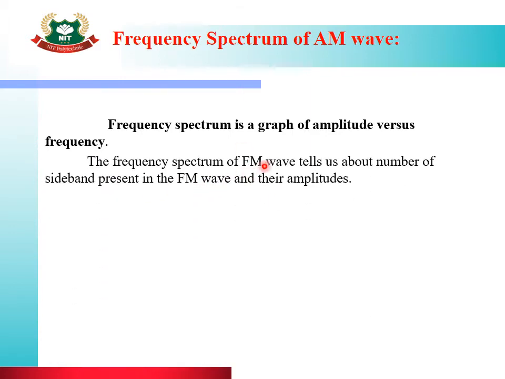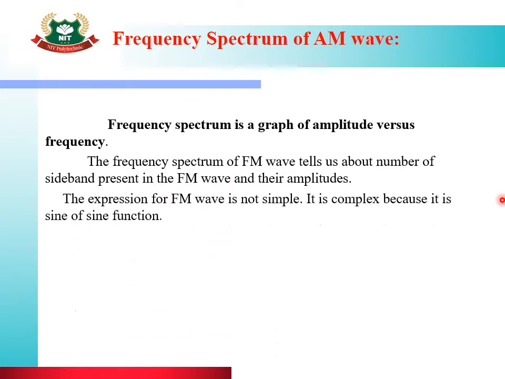The frequency spectrum of the FM wave tells about the number of sidebands present in the FM wave and their amplitude. It is exactly the same as for the AM wave. In FM, there are a number of sidebands present in the frequency spectrum.